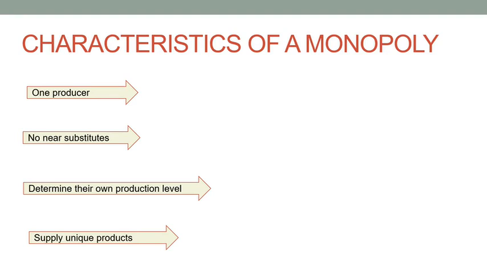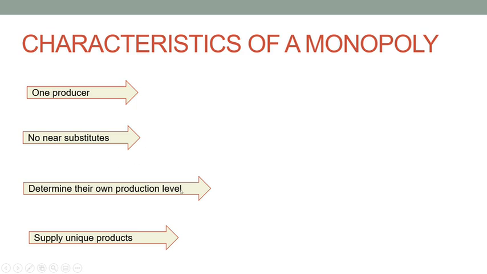No near substitutes. Remember what we said earlier on? Substitutes are products that replace one another. In a monopoly market, there are no near substitutes, meaning you cannot find a substitute for that product. And the one example we know, a big example in South Africa, obviously, is Eskom. There are no near substitutes for electricity. So we've got to pay whatever we've got to pay to get that electricity from Eskom.